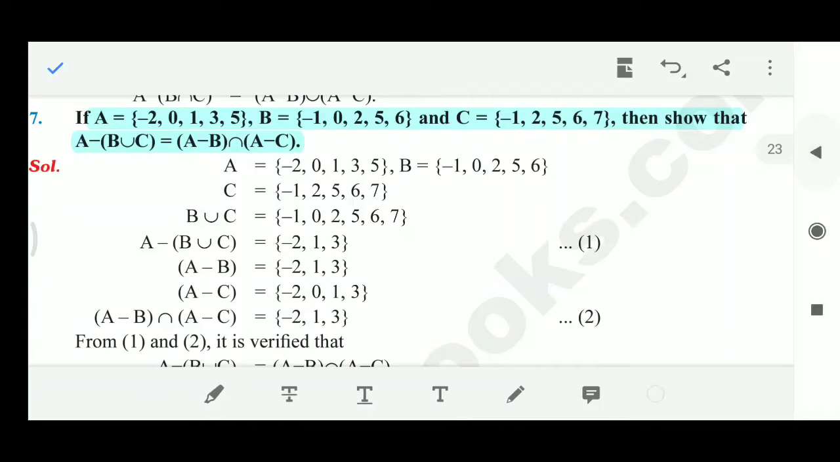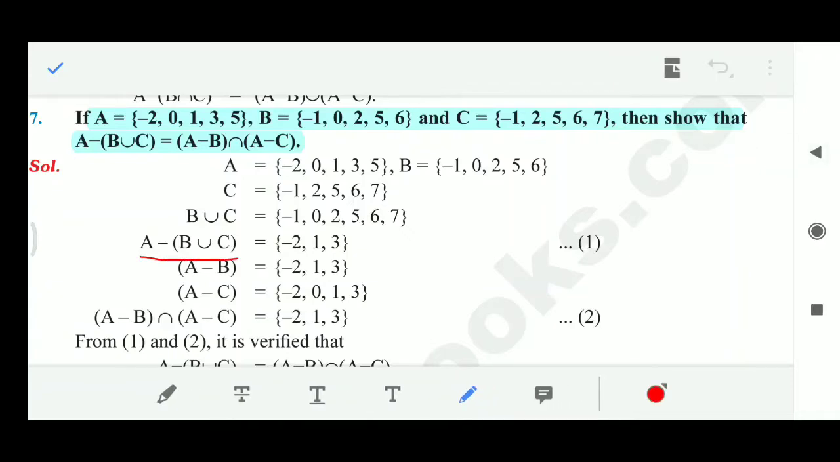Next, A minus (B union C). That means we have to eliminate the elements which are common to A and B union C. The common elements are 0 and 5. If you eliminate these, the remaining elements are -2, 1, 3. So that is the answer for the left hand side.